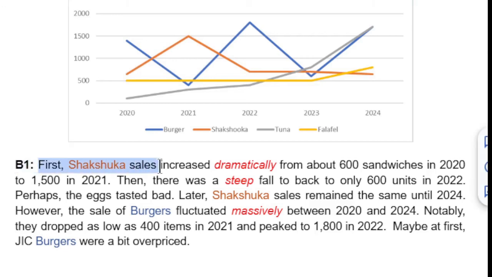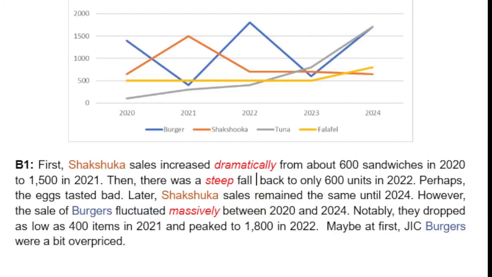First, shakshuka sales increased dramatically from 600 sandwiches in 2020 to 1,500 in 2021, and here you can see 1,500 in 2021. Now let's speak about this fall here. Then there was a steep fall back to only 600 units in 2022.